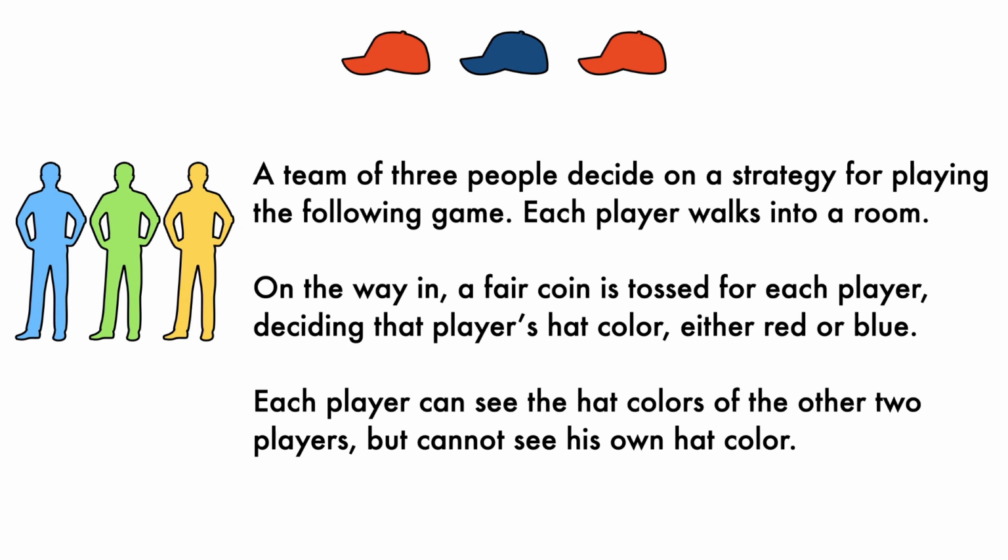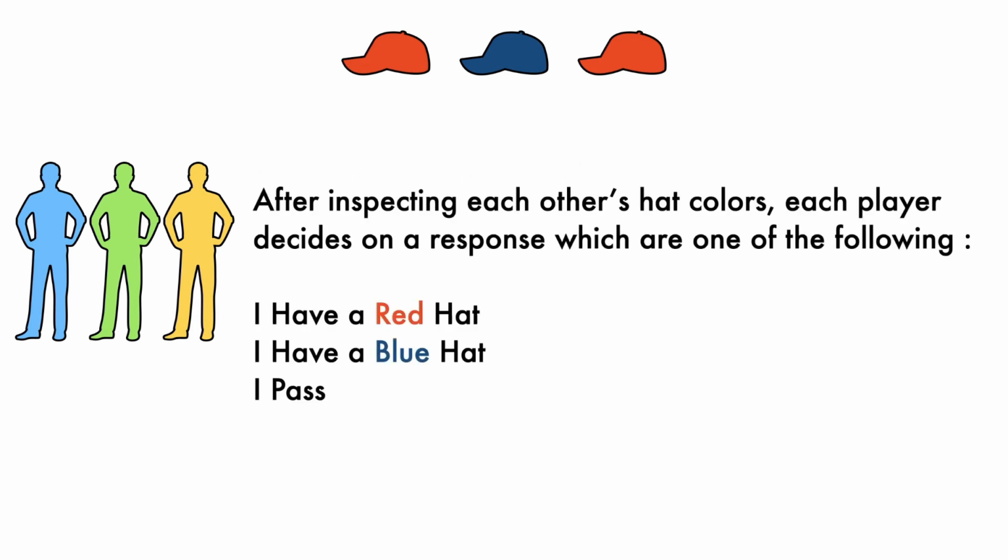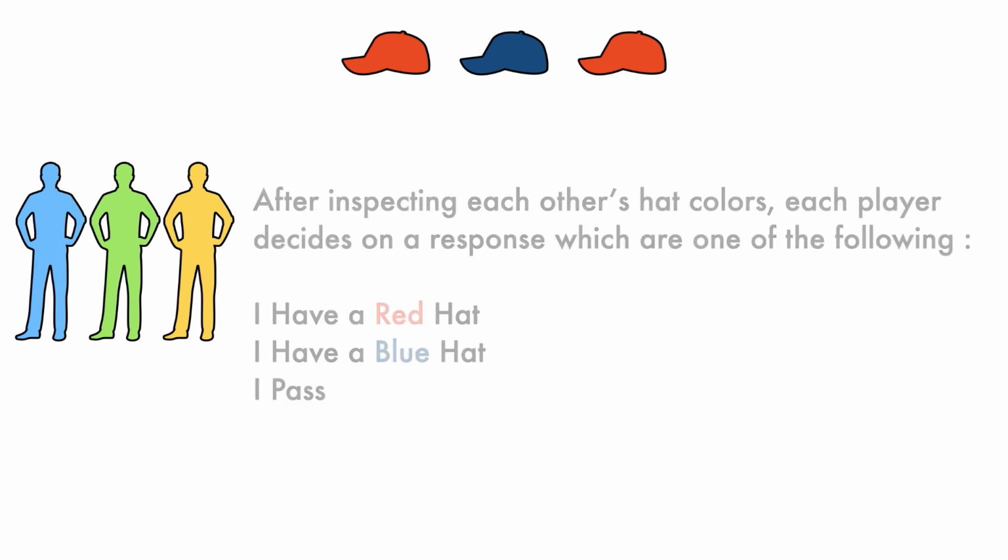A team of 3 people decide on a strategy for playing the following game. Each player walks into a room. On the way in, a fair coin is tossed for each player, deciding that player's hat color either red or blue. Each player can see the hat colors of the other 2 players but cannot see his own hat color. After inspecting each other's hat colors, each player decides on a response, which is one of the following. I have a red hat, or I have a blue hat, or I pass.